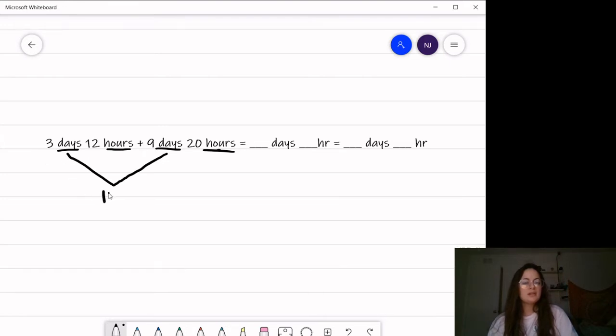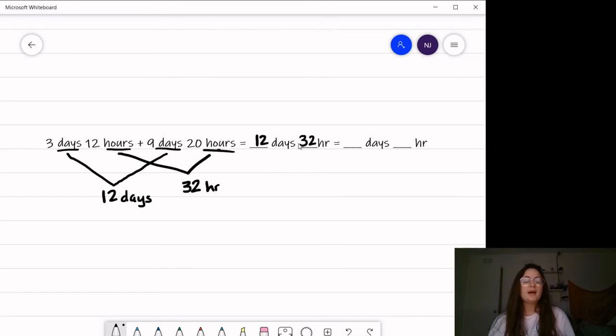That's going to give me 12 days. And then I'm going to add my 12 hours plus my 20 hours, and that's going to give me 32 hours. So 3 days, 12 hours plus 9 days, 20 hours is 12 days, 32 hours.